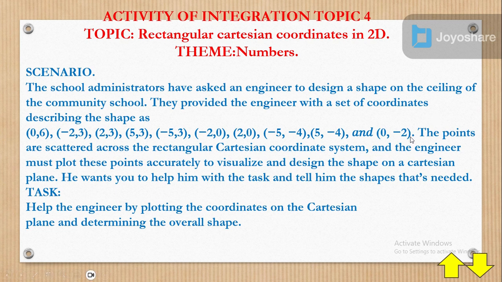Let's see what was required here. They said the school administrators have asked the engineer to design a shape of a ceiling of the community school. They provided the engineer with a set of coordinates describing the shape. So you have the coordinates as that. The points are scattered across the rectangular Cartesian coordinate system, and the engineer must plot these points accurately to visualize and design the shape on a Cartesian plane. Now let's underline some of the words here.